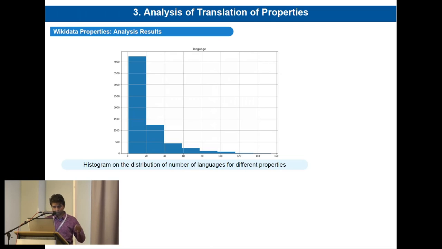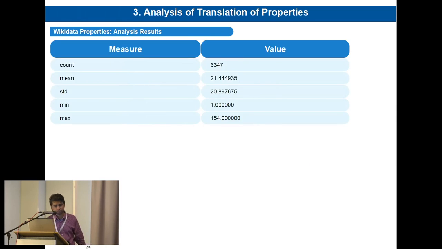And yesterday, if you were present during the talk of Lydia Pintscher, she talked about P18. So P18 is something here. You can see there are only a couple, six or seven, properties that have all of them. P18 has 154 translations, just to give you that idea. So there is one property which has 154 multilingual labels, and there are properties which have only one label. The average number of labels is only 21, and the standard deviation is 20.